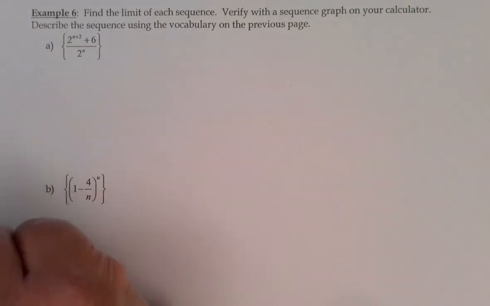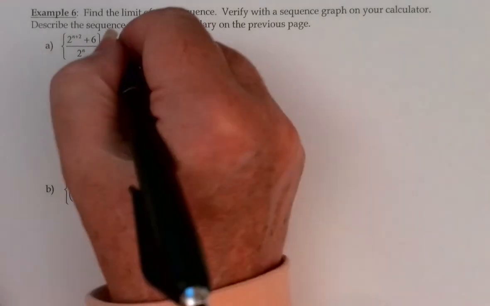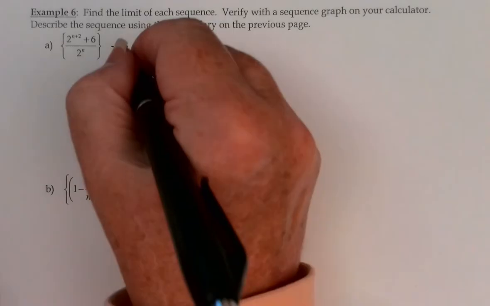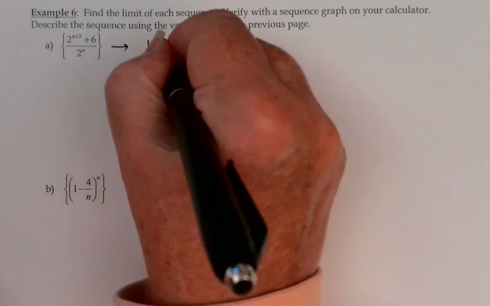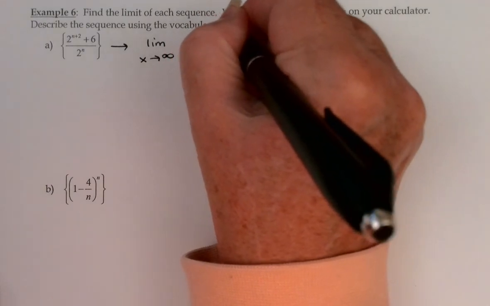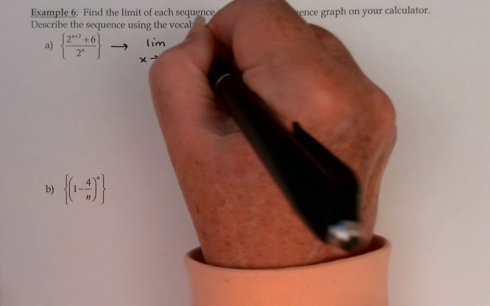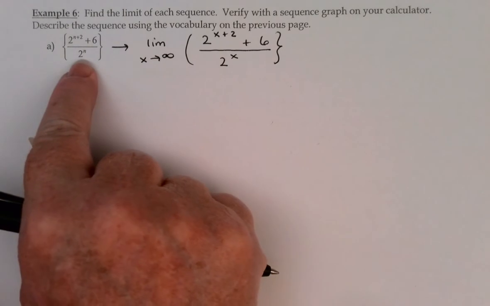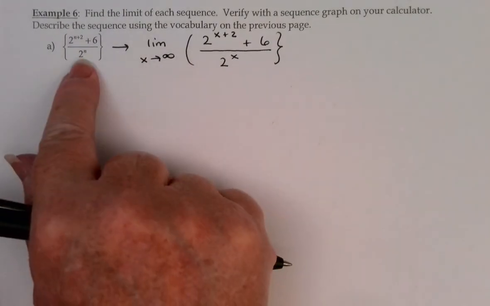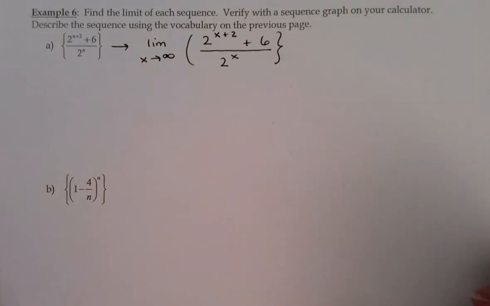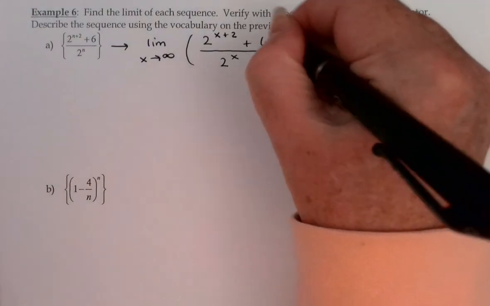Our first sequence right here, and I'm going to say the limit of that sequence can be found by finding the limit of the function, letting x go to 0, or excuse me, go to infinity, of (2 to the x plus 2 plus 6) over 2 to the x. And again, I've changed from n's to x's because I've gone from the sequence to the function. That theorem on the previous page said the limits are going to be the same, and I know how to find this limit. Boy, I really got some mixed messaging here, though. Let's just make that a parenthesis.